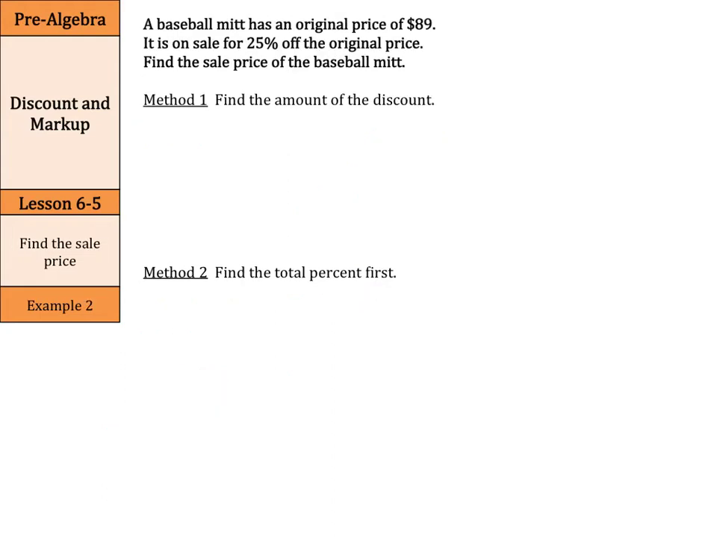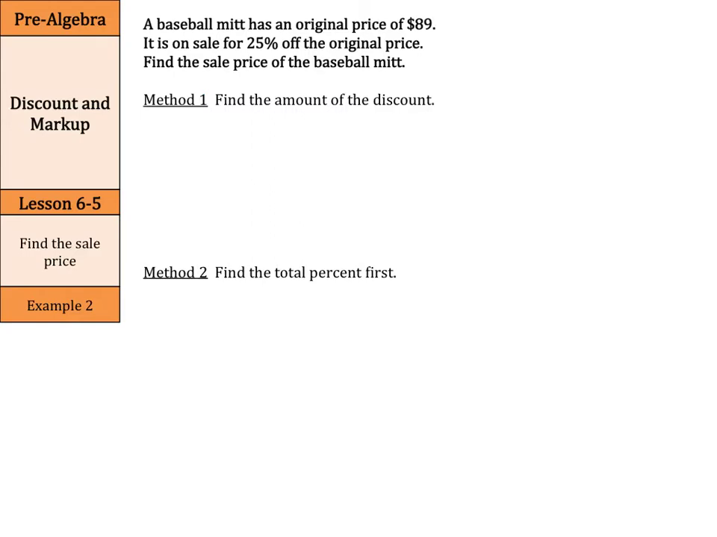Now what if we want to find a sale price? So we're going the other way. We're going to be using some subtraction here. A baseball mitt has an original price of $89. It is on sale for 25% off the original price. Find the sale price of the mitt.